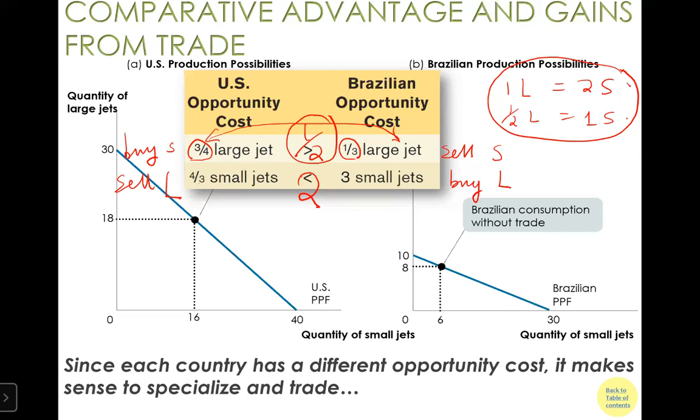And from this discussion, you should notice there are other prices that can make these things happen, as long as the price we propose in the middle falls between these two different opportunity costs, right? From here you can see the success of trade comes from the different opportunity costs. As long as their opportunity costs are different, there must exist a price that makes both happy. All right.